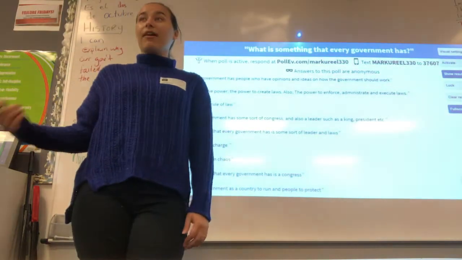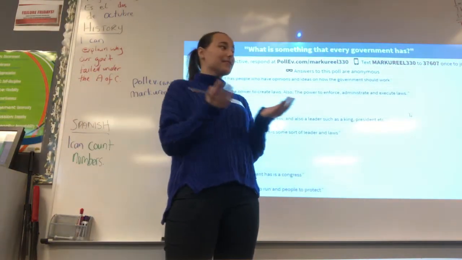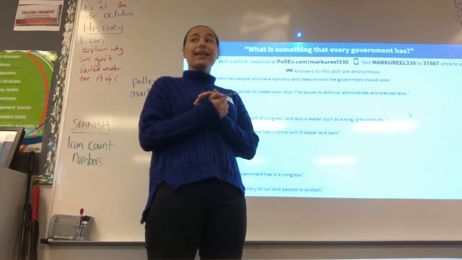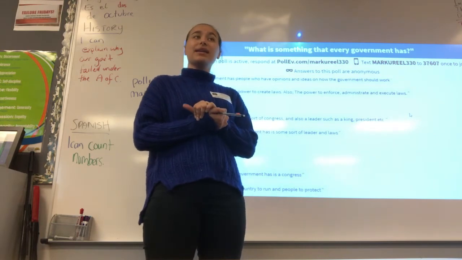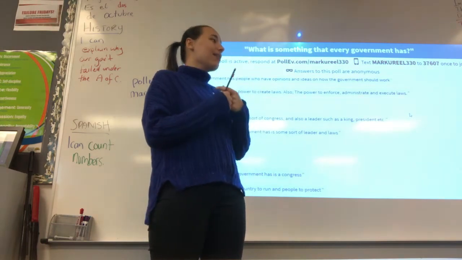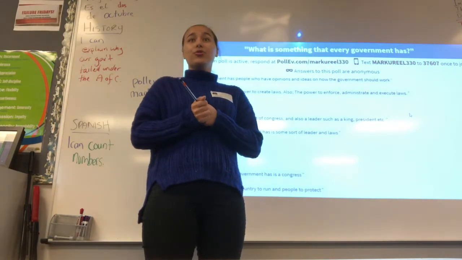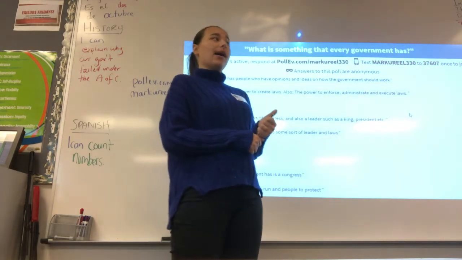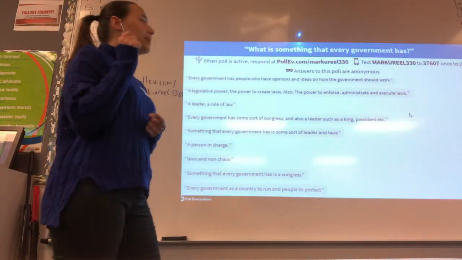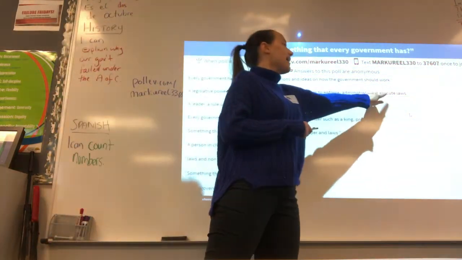So something that every government has is some type of set of laws. And that looks a lot of different ways. Sometimes it's, we're going to write these things down and these are the things that we all need to follow. And sometimes it's, you do something wrong and you'll find out about it. And then we do have people to enforce, administrate, and execute laws.